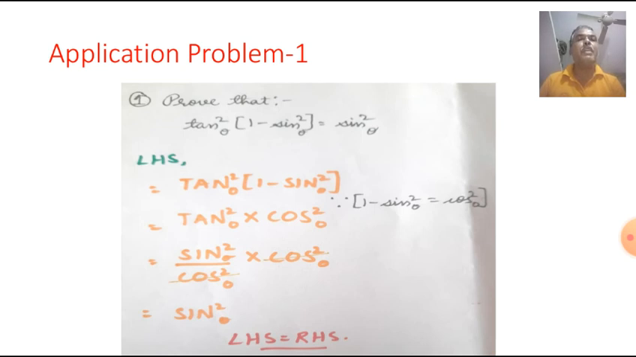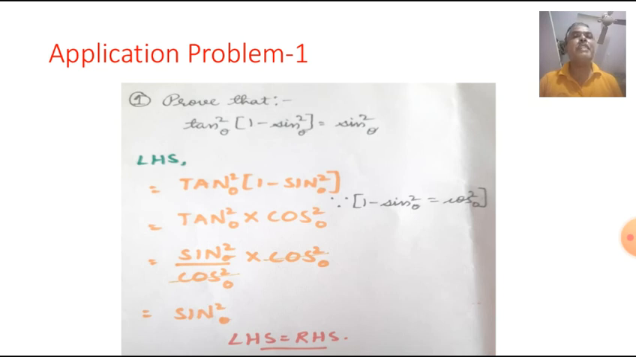My first application problem is: prove that tan square theta into 1 minus sin square theta is equal to sin square theta. I'll repeat the question again. Prove that tan square theta into 1 minus sin square theta is equal to sin square theta. We have to take the left hand side and prove the right hand side.